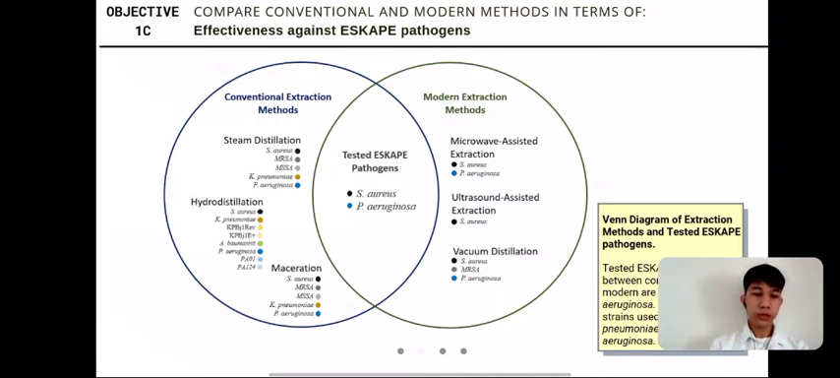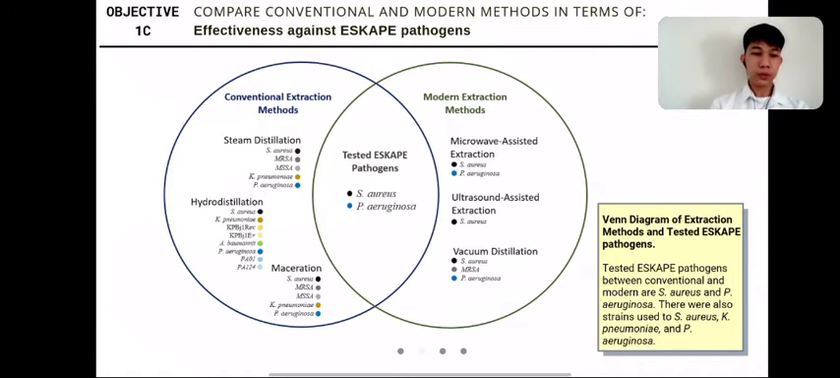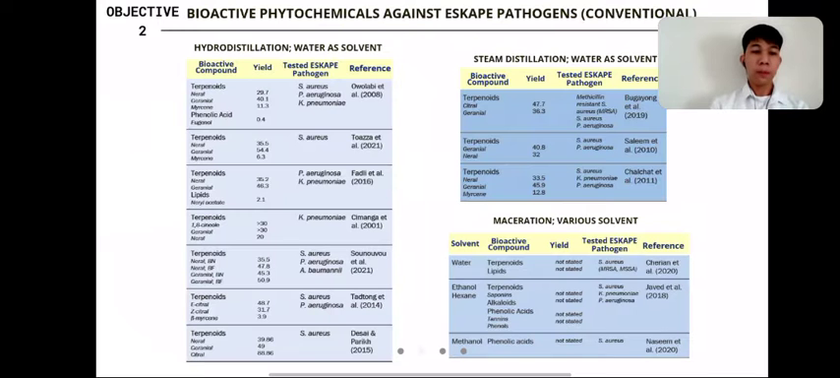In modern methods, S. aureus and P. aeruginosa were also inhibited. Thus, both methods, the conventional and modern, inhibited two ESCAPE pathogens, which are S. aureus and P. aeruginosa. Plant phytochemicals are known to be bioactive compounds. In Objective 2, we identified bioactive compounds of C. citratus using different extraction methods against ESCAPE pathogens.